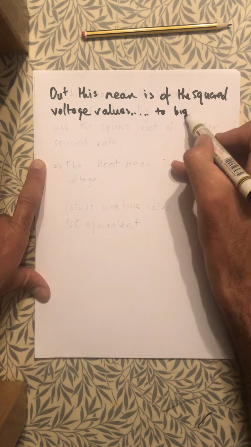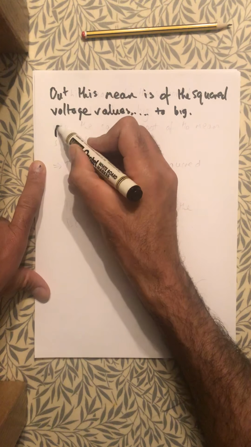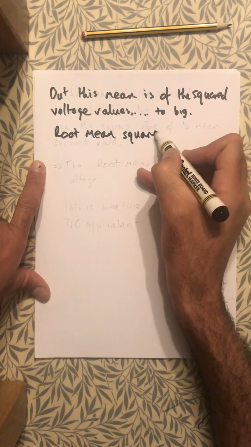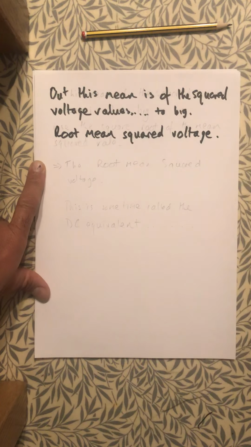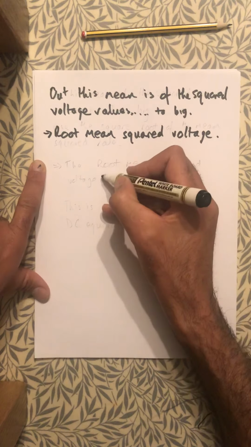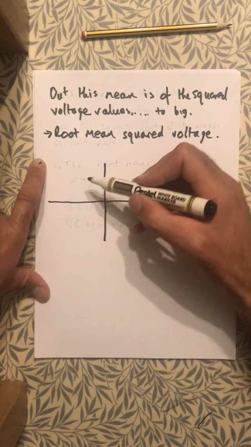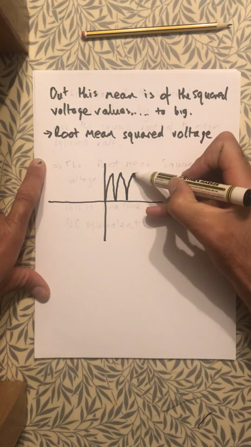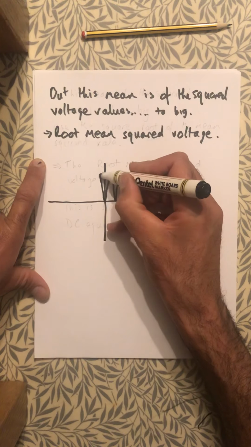So it's too big. So our general method is we use a thing called the root mean squared voltage. Okay, so the root mean squared voltage, this is a fairly straightforward concept. We're going to take the graph from before, just like this, and we've got our nice tall peaks of the squared voltage function, like this. We're going to average it, and then it will be too big.